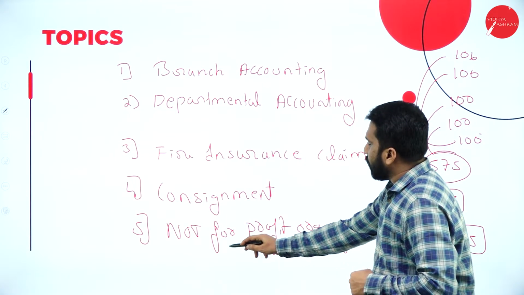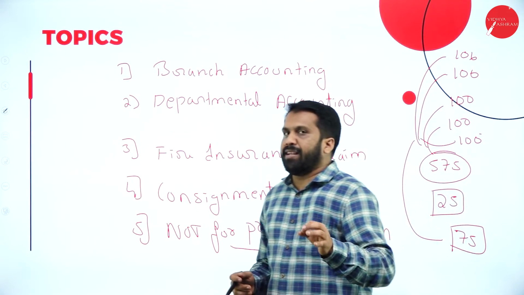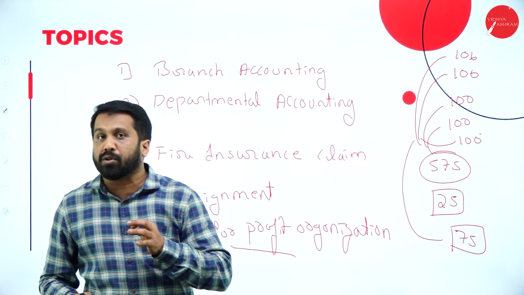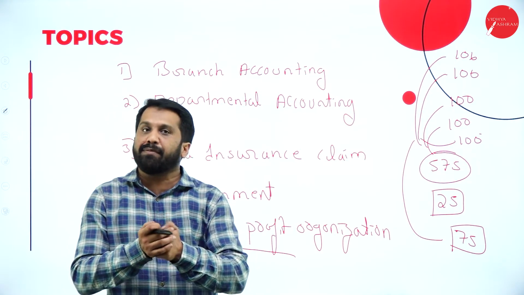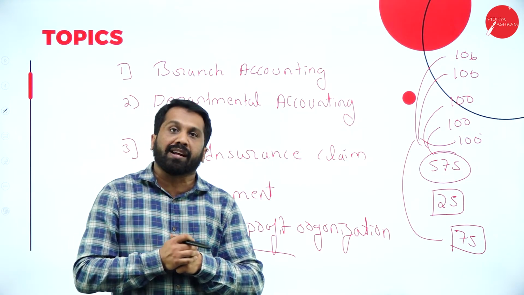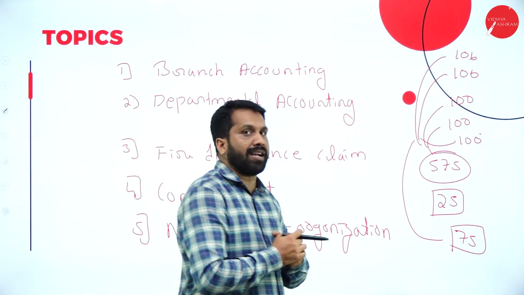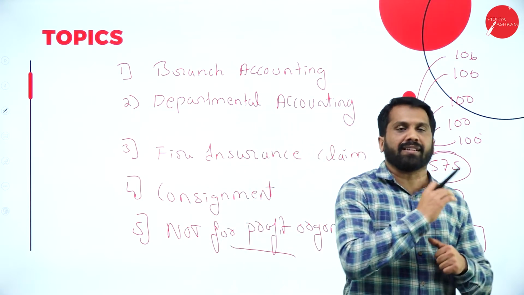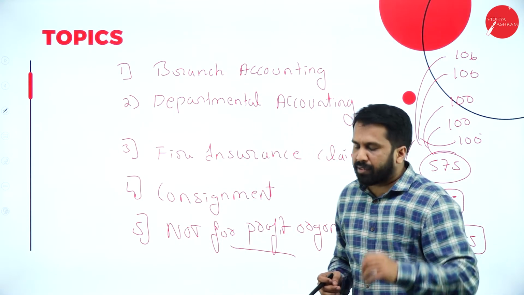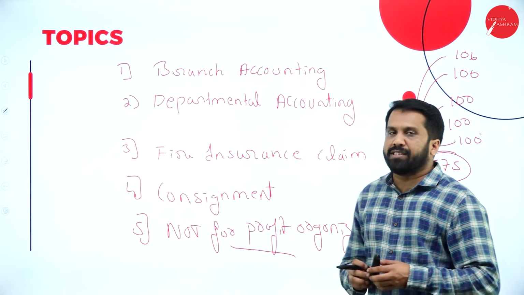And the last one, not for profit, means the main intention of that institution is not to make profit, but they will earn money. That will be called what? Income. That is why it is called not for profit organization. Hope you are clear. Good. So these are the topics you have.